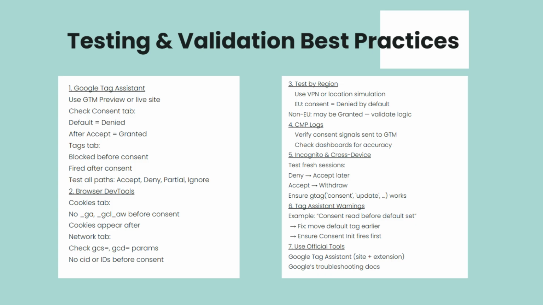It might mean your consent initialization tag wasn't first, or maybe you had a hard-coded script outside GTM that fired too early. Resolving this might involve moving scripts around or ensuring the GTM container snippet is as high as possible in your page head. Consent mode verification tools. Google's documentation itself, as we saw, has a troubleshooting guide. There's also a Chrome extension version of Tag Assistant you can use.